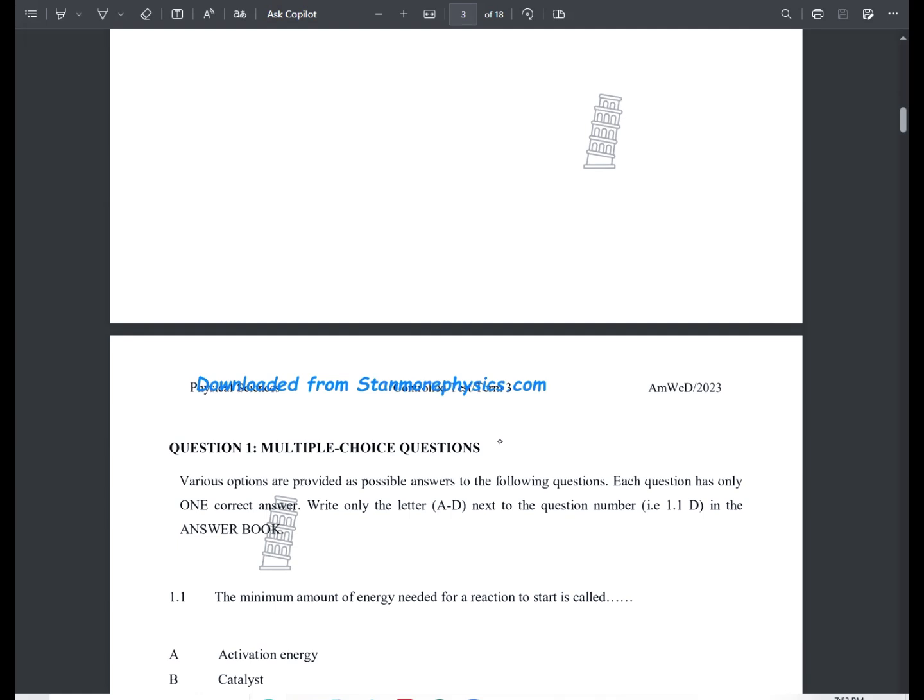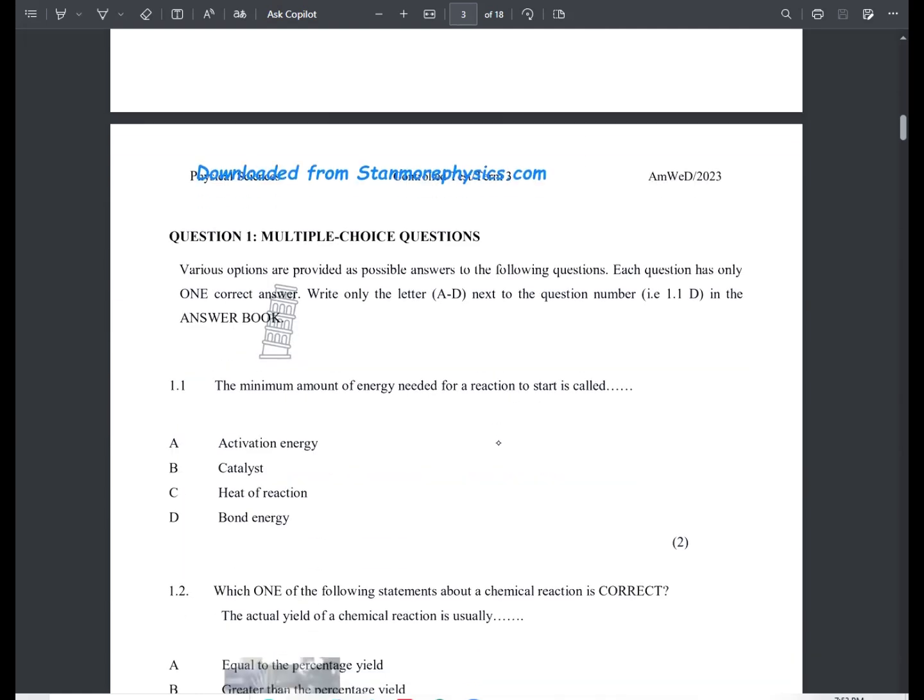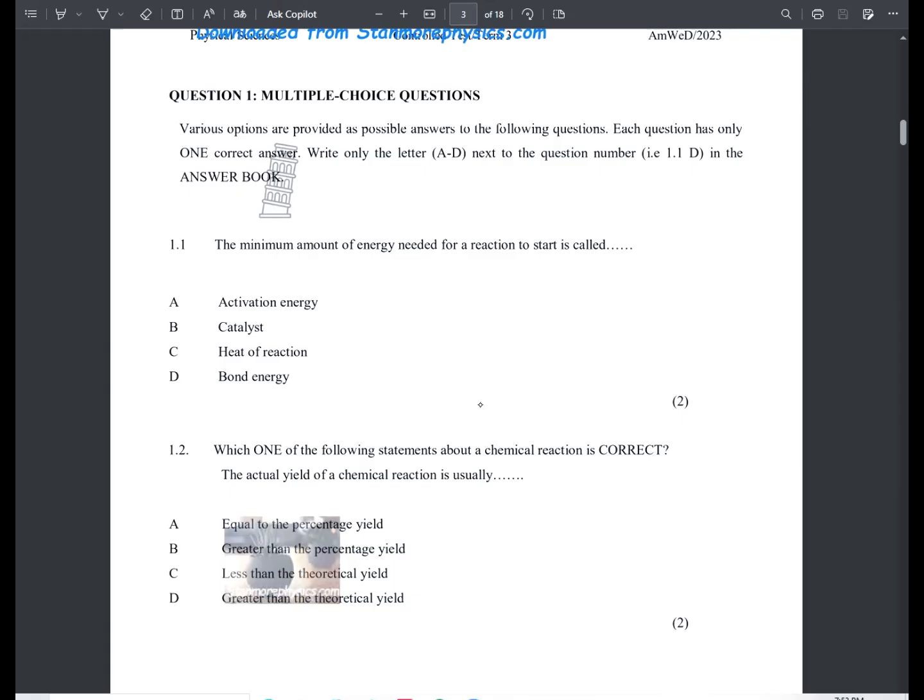Okay, so question 1 says we have multiple choice questions. Obviously, various options are provided as possible answers to the following questions. Each question has only one correct answer. Write only the letter A to D next to the question number. That is, if you feel that your answer to 1.1 is D, you'll just write 1.1 D in your answer book, right? But then obviously we don't have an answer book, so we'll just try to go through these questions here. Now we have 1.1.